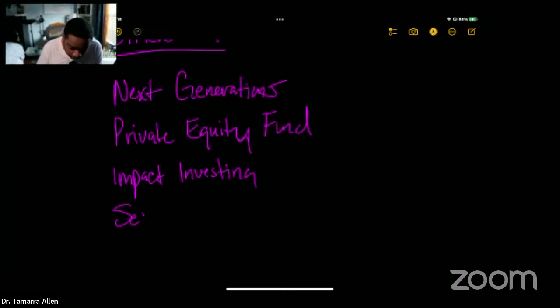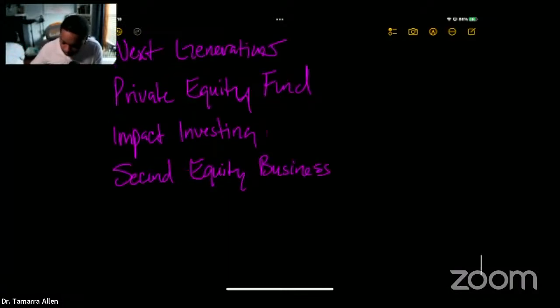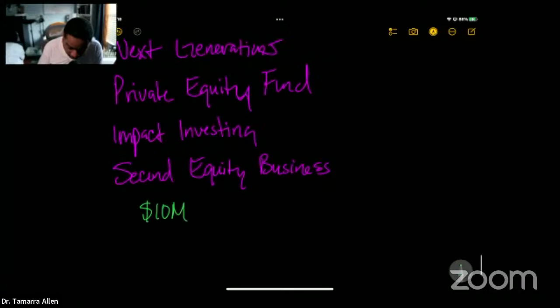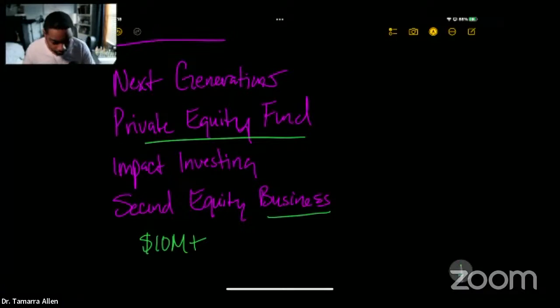Right now we're getting into the last thing, which is the second equity business. What that means is you've gotten the first family business scaled up the way that you need to. Right now you're probably at 10 million plus in your business. This is where you start creating another family business. Not investing in other businesses, that's what this is for. This is you creating a whole other family business. And this is where you start getting higher and higher in the food chain.